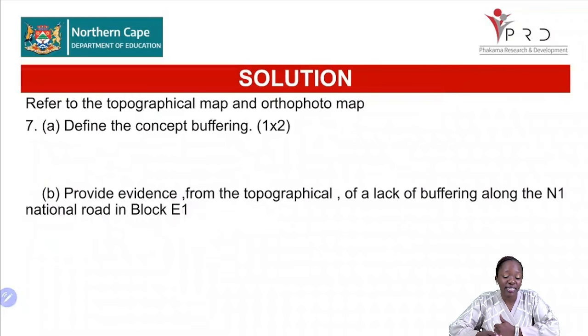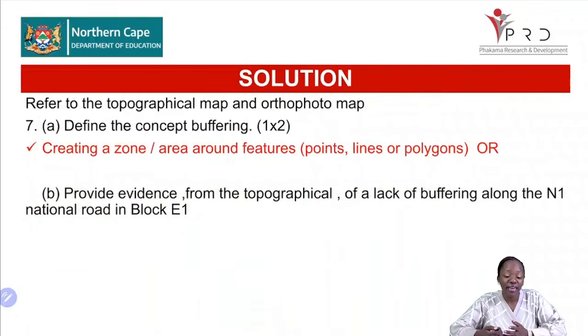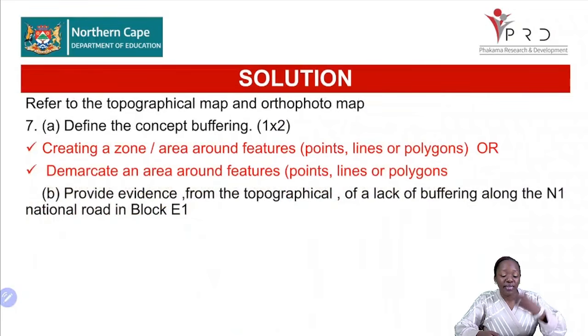We're looking at answering our buffering. Again, there are so many ways that you can answer. We are talking about creating a zone. We are talking about demarcation of an area. Remember, as long as you are aware that buffering is to protect or to make a mark around that feature. So creating a zone or an area around the feature, which is the points, lines, or polygons. Or one may say demarcating an area around a feature.